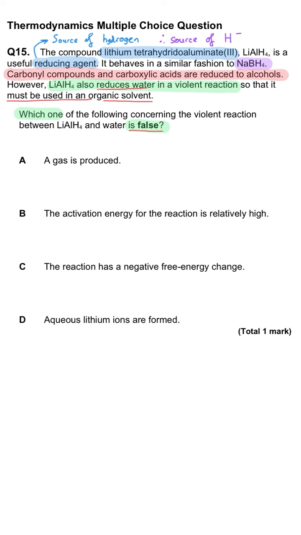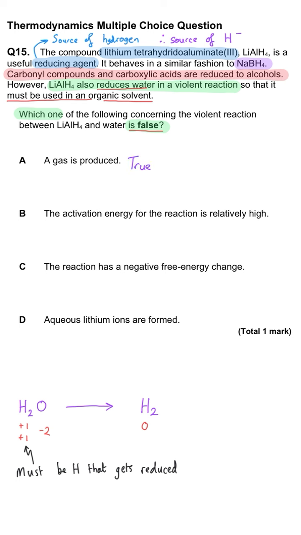A, a gas is produced. And so if water is being reduced, that means that something in the water has had its oxidation state made more negative. And so the hydrogen in water has an oxidation state of +1, the oxygen in water has an oxidation state of -2, so we must be talking about the hydrogen aspect having a gain of electrons, and that suggests that hydrogen gas is being produced, which is the case, and therefore A is a true statement, and we're looking for something that is false.